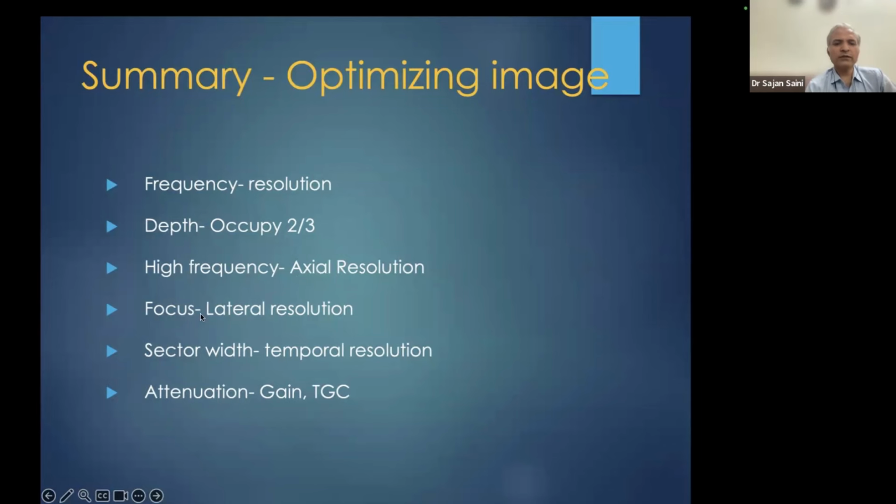Focus improves your lateral resolution. If you decrease the sector width, then you improve your frame rate, and it helps with the temporal resolution. If you choose M mode, that will also help the temporal resolution. If there is attenuation, you can take help of gain and time gain compensation.